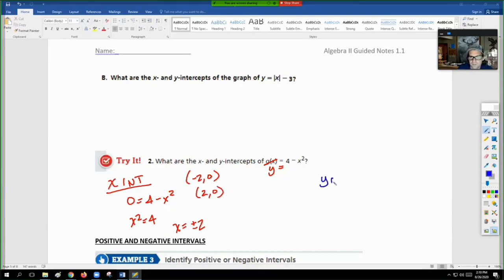Now the y-intercept, easier to figure out. We make the x equal to 0 and solve for that. Well, here we go. Takes you about 2 seconds here. 0 squared is 0, 4 minus 0 is 4. So we'd have a y-intercept at 0, 4. Hopefully you did all right. And double check on Desmos.